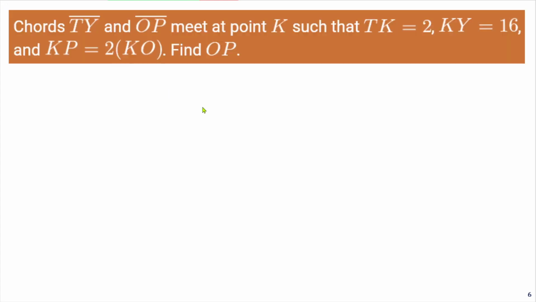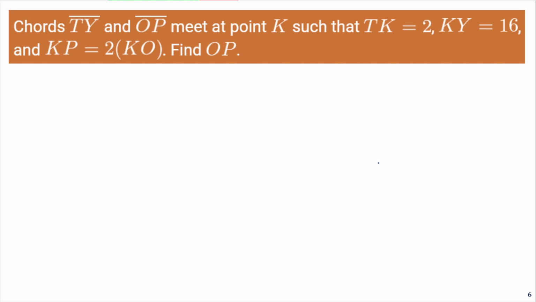Okay, next let's consider a quick quiz. Chords TY and OP meet at a point K such that TK equals 2, KY equals 16, KP equals 2 times KO. Can you find OP?